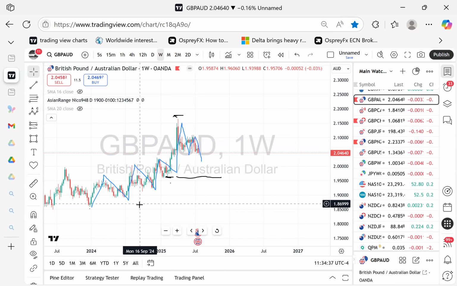Your 78, 88. Your demand zone down there. You see that imbalance at the bottom of your swing? Yeah, there you go. This is where you want to look for your buys.